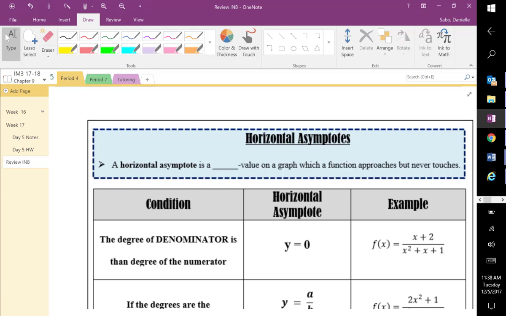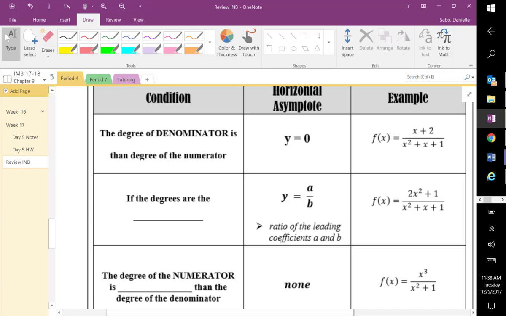Okay? What value is that? Is that X or Y? Y, your horizon. So that's your Y values. That's your horizontal asymptote. It's when it approaches a value but never touches it. Okay? So there were 3 conditions that we've already learned, but I'm going to recap it for you here.